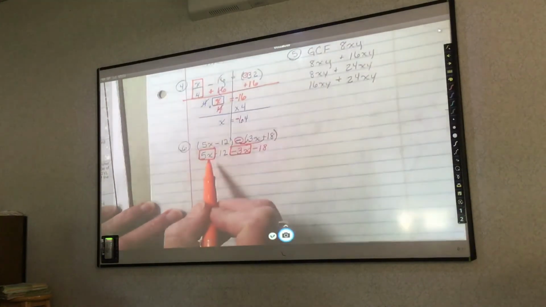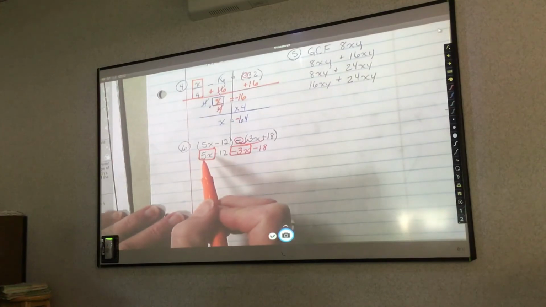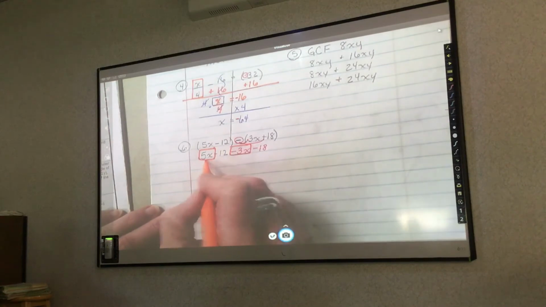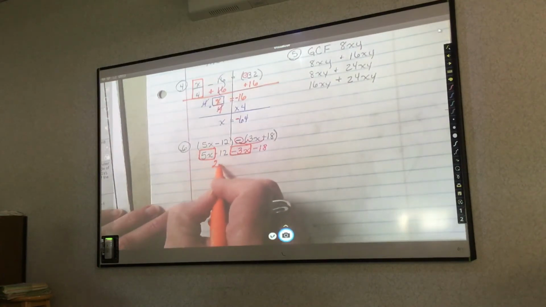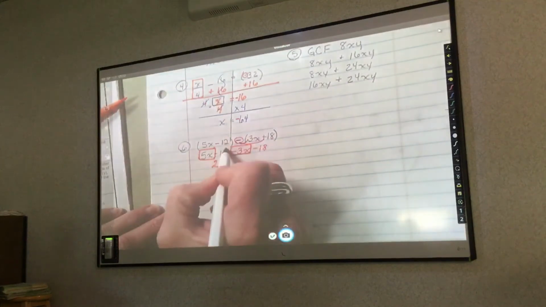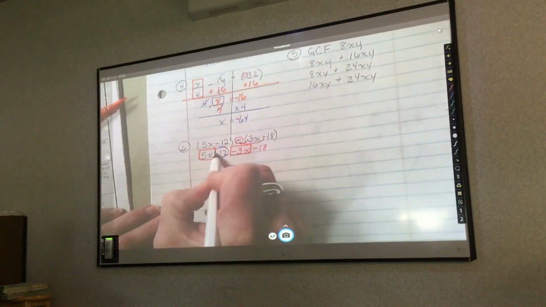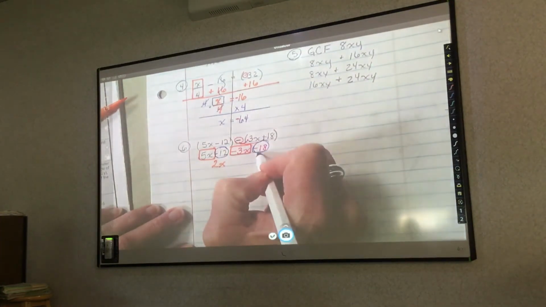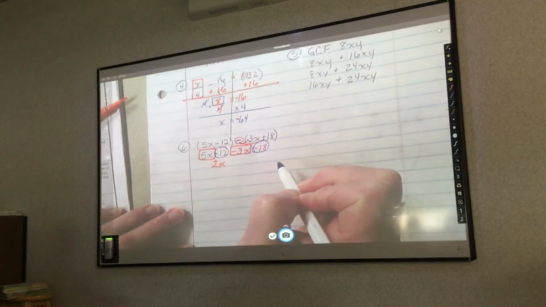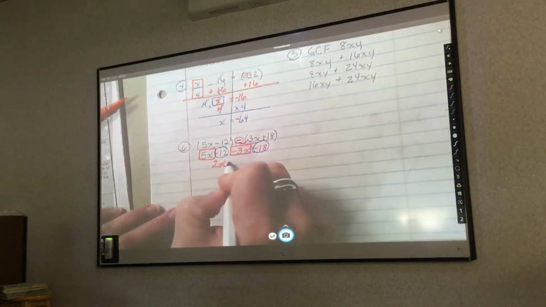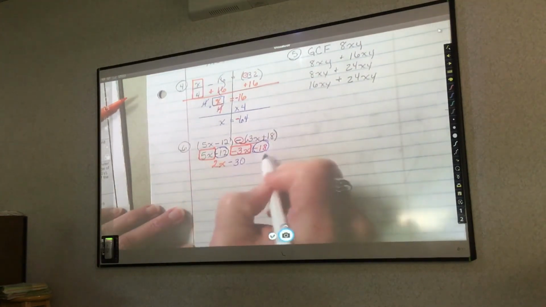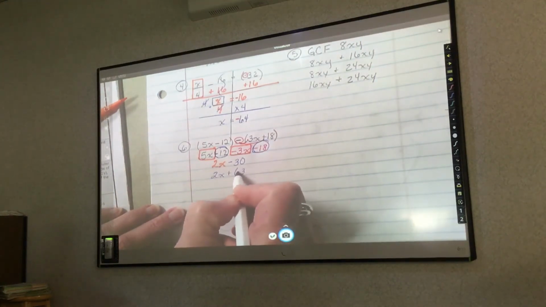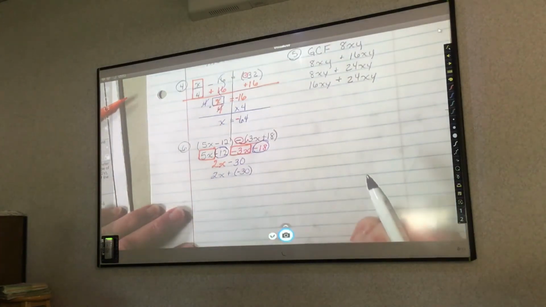And I'm going to combine or add my like terms. I have a 5x and a negative 3x. So what's 5 minus 3? 2. So I have 2x. Then I have a negative 12, don't forget there's a negative, and a negative 18. I'm combining them, so I'm adding, so what's 18 plus 12? 30. So it's a minus 30, or I could have written it as 2x plus a negative 30. Either way would be fine.